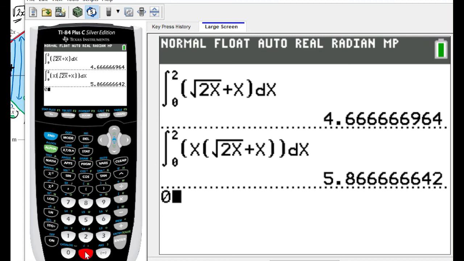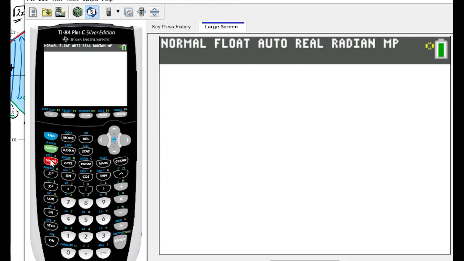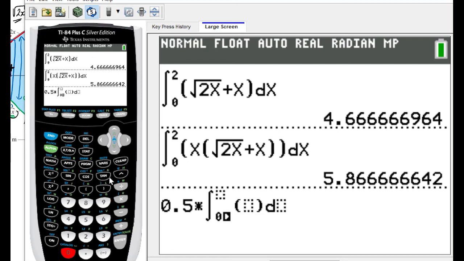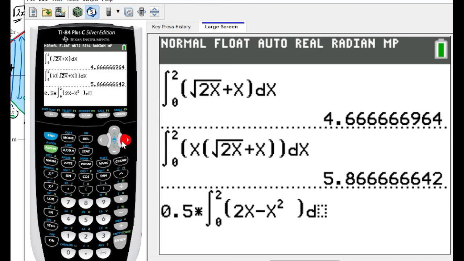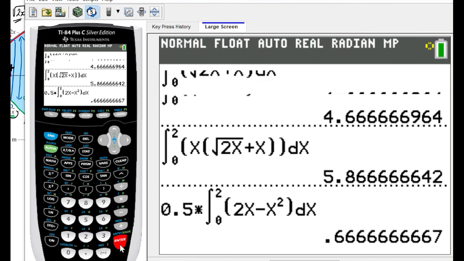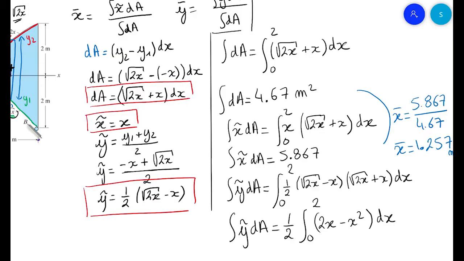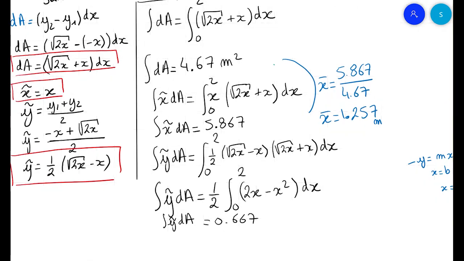So 0.5, don't forget 0.5 times, not second, just math. Number 9, the integral from 0 to 2 of 2x minus x squared dx. So this is equal to 0.667. So we use dA and y tilde.